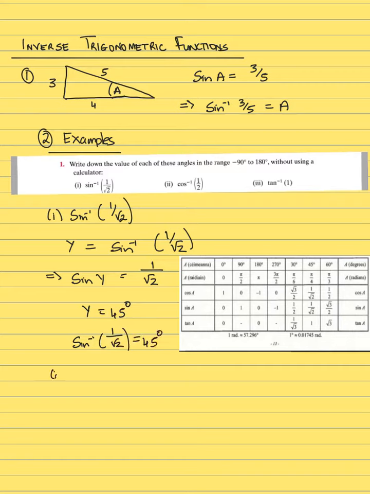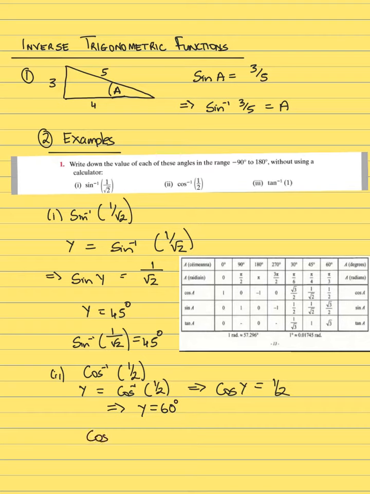Let's look at another part of the question. We'll look at part 2. So this time it's arc cos of a half that we want to find. So do the same thing. We'll say y equals arc cos a half, which means that the cos of y is equal to a half. We look at this little grid here, and we go across cos, and we see which one of them has a half as the answer, and it's 60 degrees. The cos of 60 degrees is a half, so that means that y is equal to 60 degrees. In other words, arc cos a half is 60 degrees.